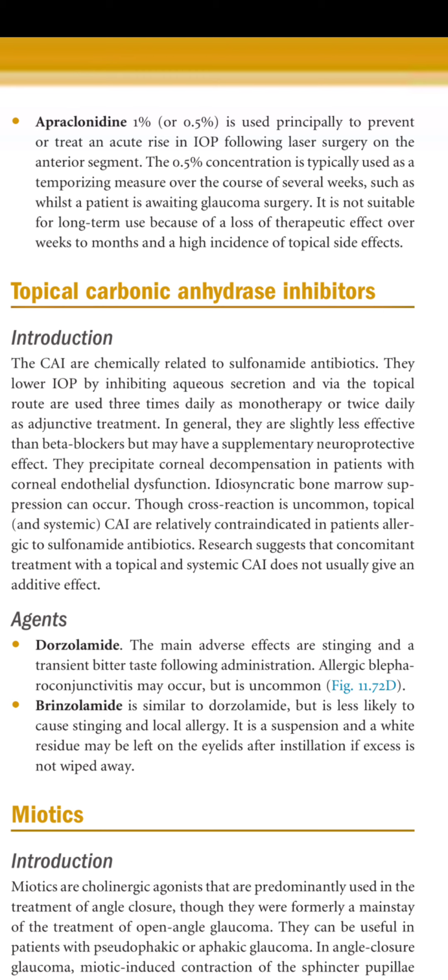Then there is apraclonidine. 1% or 0.5% is used principally to prevent or treat an acute rise in IOP following laser surgery on the anterior segment. The 0.5% concentration is typically used as a temporizing measure over the course of several weeks, such as while the patient is waiting for glaucoma surgery. It is not suitable for long-term use because of the loss of therapeutic effect over weeks to months and it has a high incidence of topical side effects.